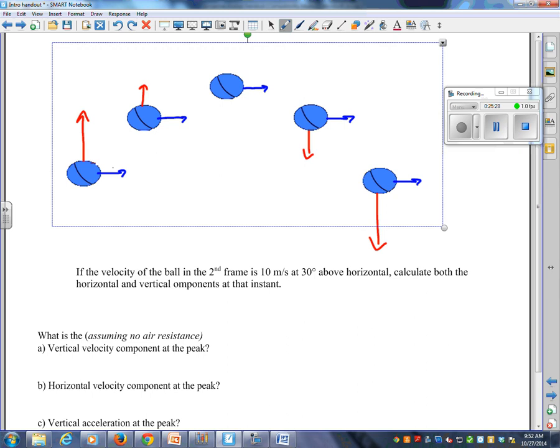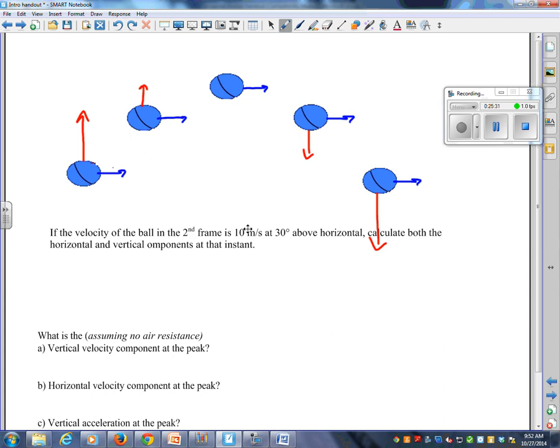If the velocity of the ball in the second frame is 10 meters per second at 30 degrees above horizontal, calculate the horizontal and vertical components at that instant. The horizontal component is simply going to be this one right here. If this is 30 degrees, it's going to be 10 cos 30. And I don't have the answer. What's 10 cos 30? 5. I think you're right. Did you get that? Do you know why it's 10 cos 30?